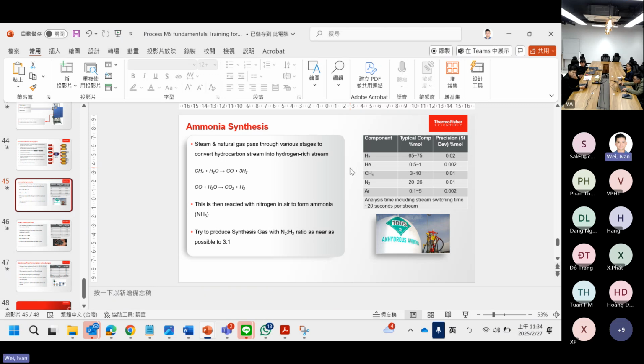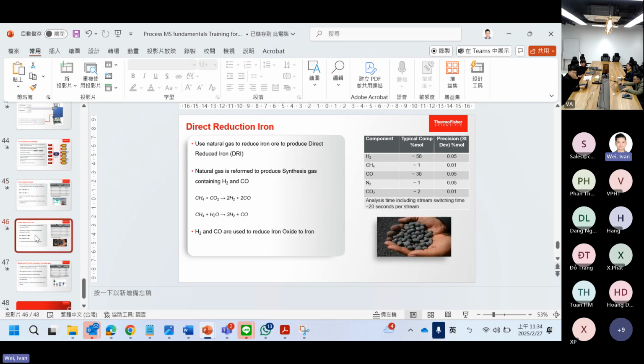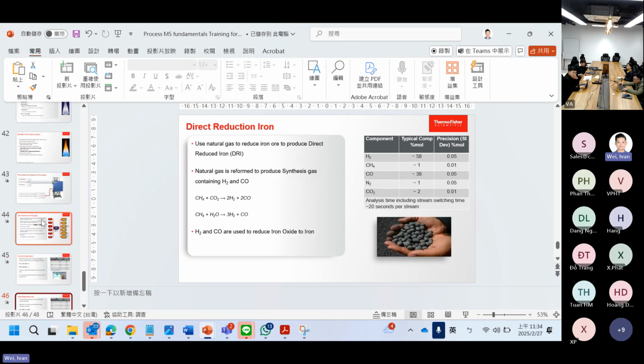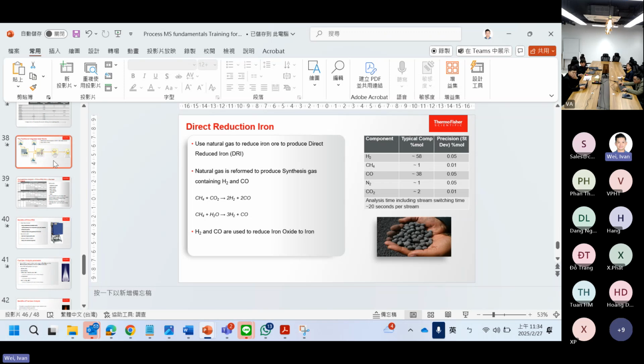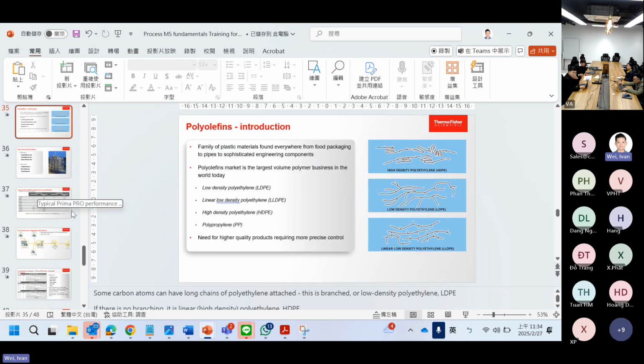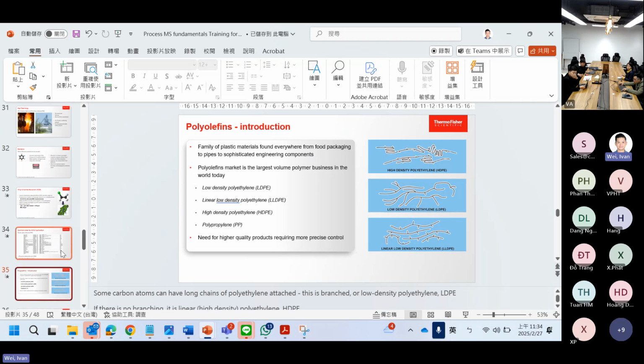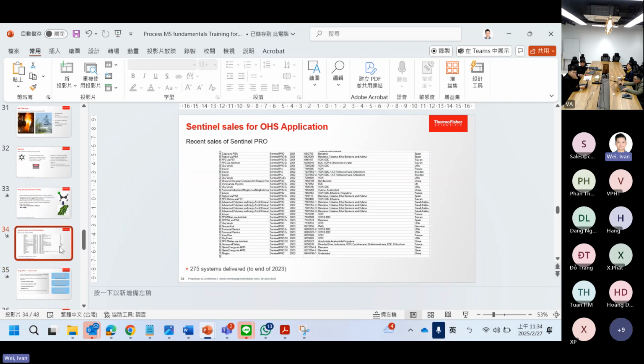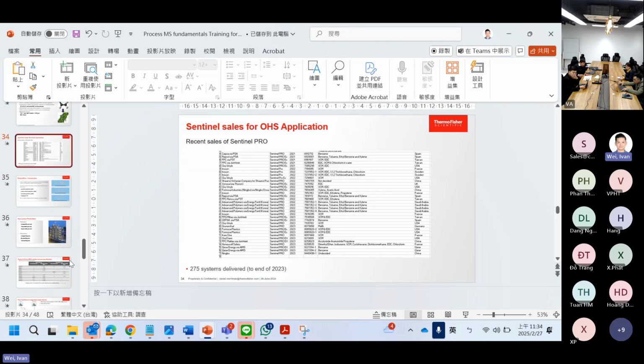But typically, when you look at the application notes that we send out for fuel gas, ammonia production, steel work, and plastic manufacturers, they have major similar compounds, and we already have the recipes.